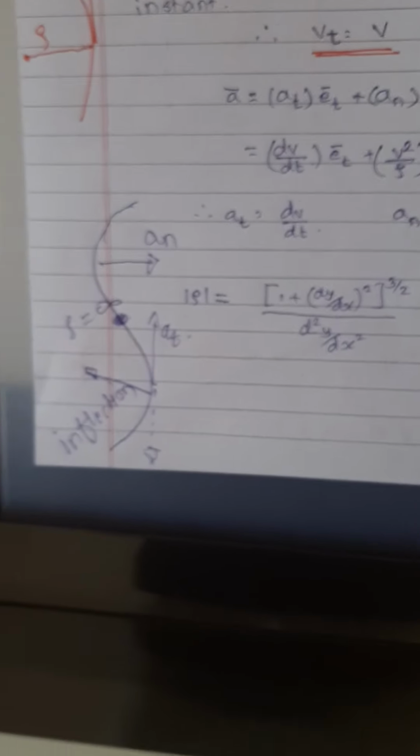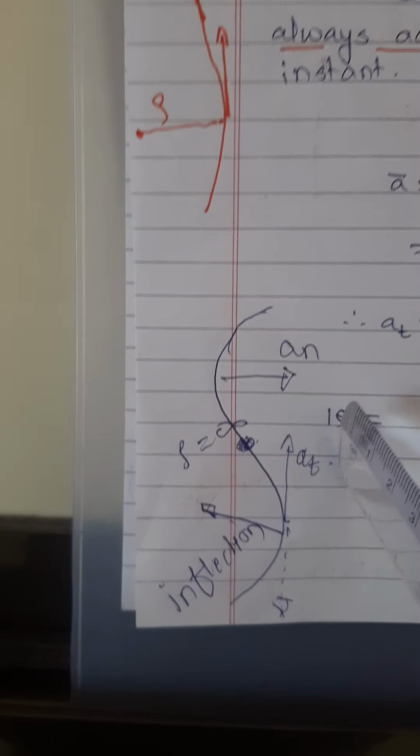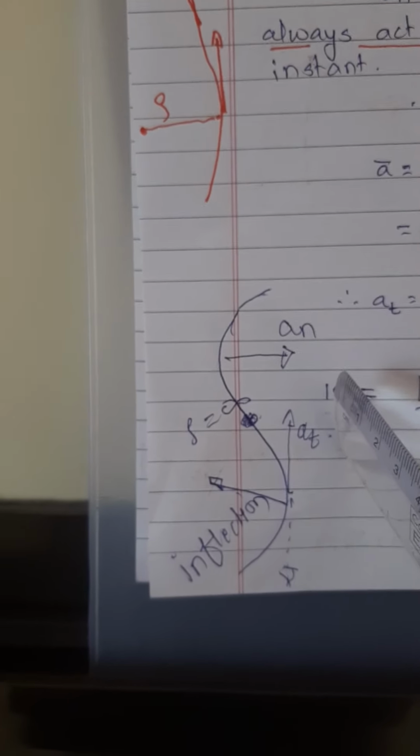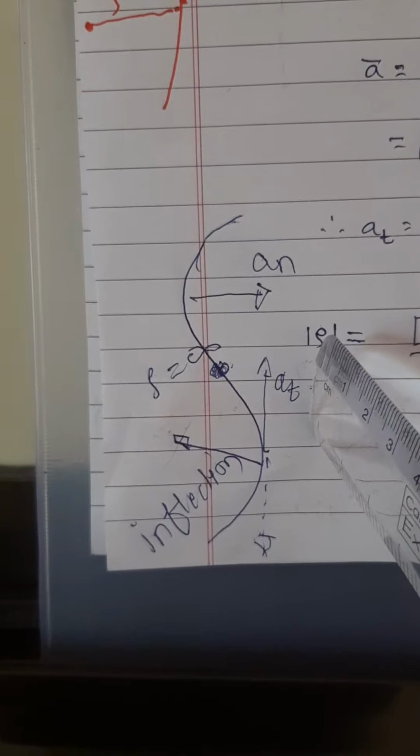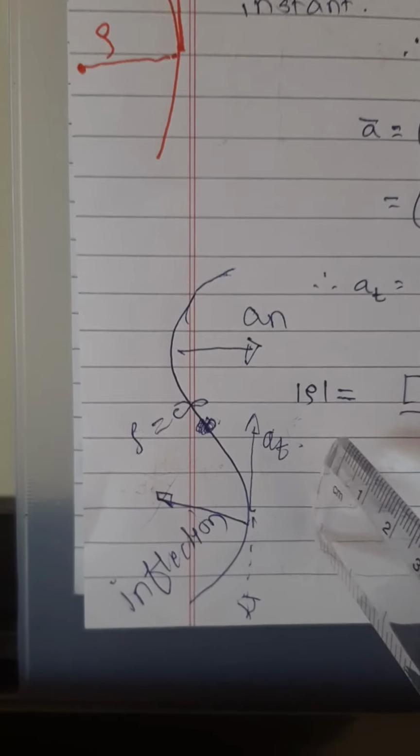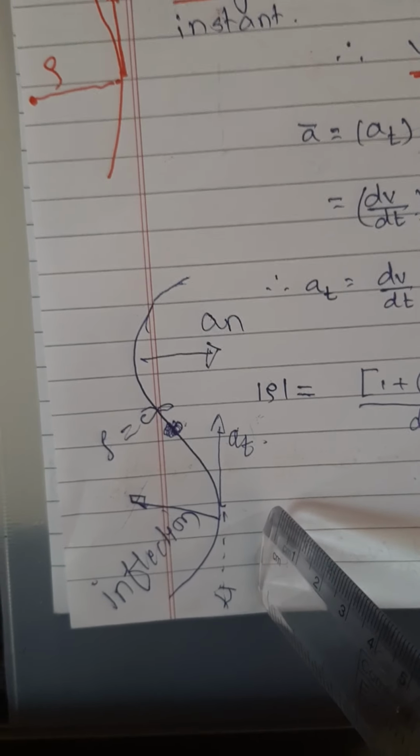Now the second thing: the tangential component of acceleration is considered to be positive when it is acting along the direction of motion. If it acts in the direction opposite to the motion, then a_t will be considered negative.